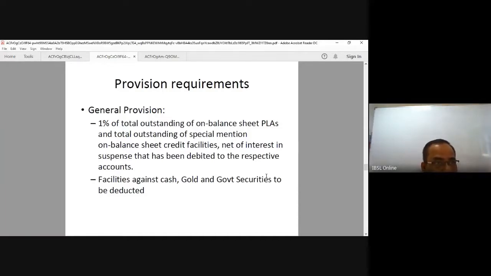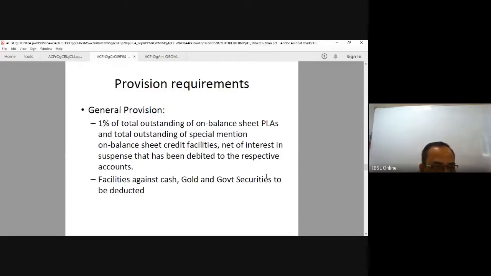So your bank will prepare 2-3 sets of accounts. One set of accounts for central bank, one set of accounts for reporting requirements in declaration, another set of accounts for tax purposes. Why? Because for central banks, you need to have the provision as per the central bank's regulations. So for that, you need to calculate based on that.